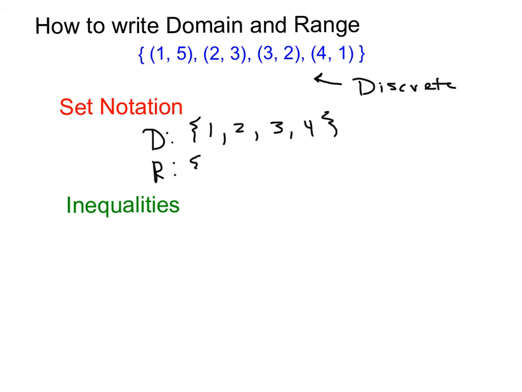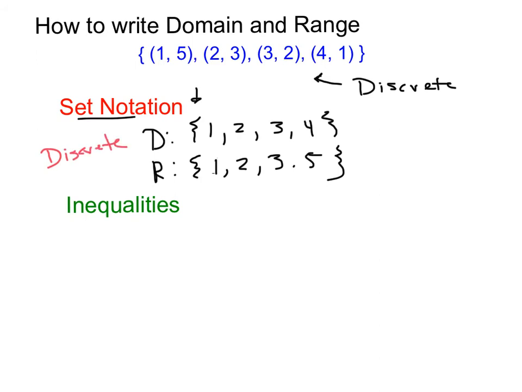And then on the bottom I would use the range, which would be 2, 3, I forgot about 1, so let's put this in order here, would be 1, 2, 3, and 5. And so that would be my domain and range. I usually use set notation, which is what this is. Anything where I use this little curly bracket, that's a set. And so we use this for discrete graphs.